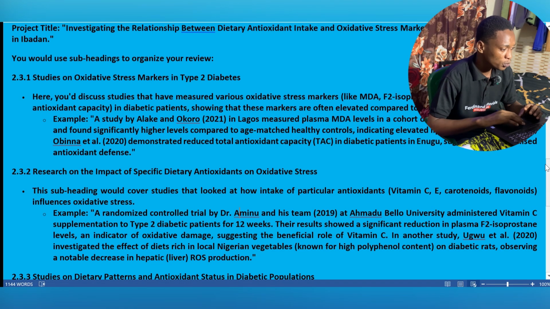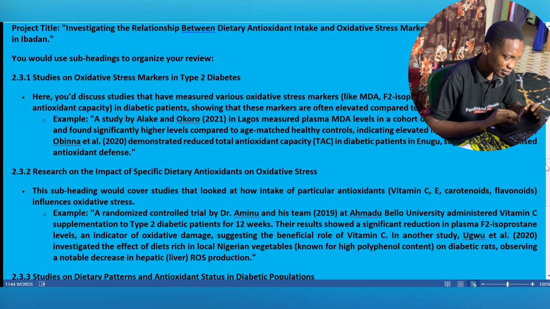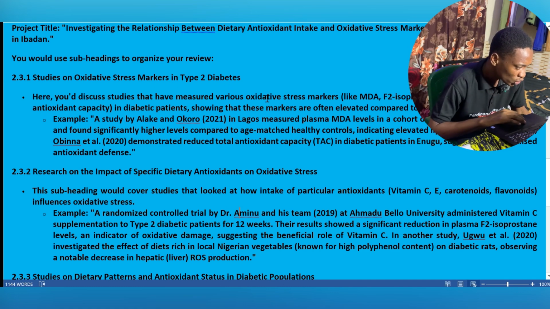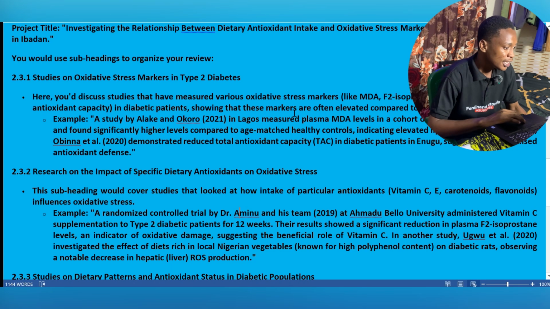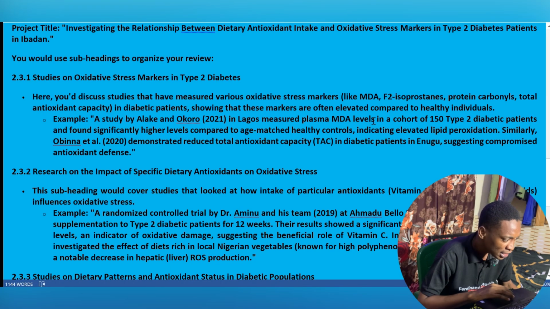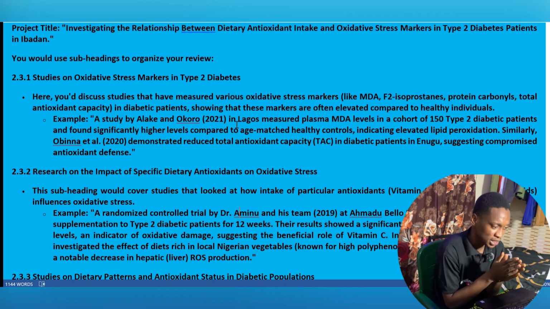In each of these subtopics, I will now look at research articles under them. For instance, studies on oxidative stress markers in type 2 diabetes. Here you will discuss studies that have measured various oxidative stress markers in diabetes patients, showing these markers are often elevated compared to healthy individuals. Now, you look at all these studies.